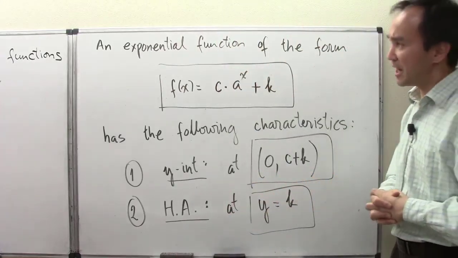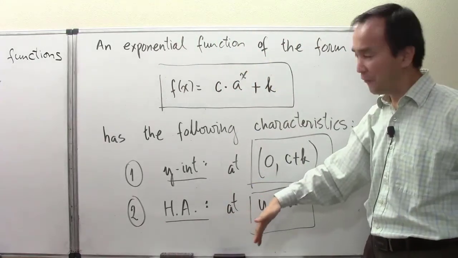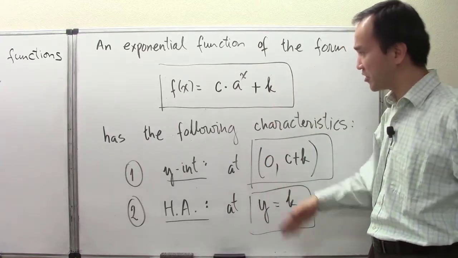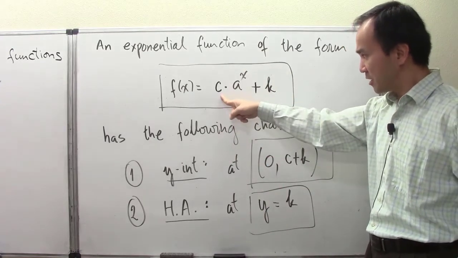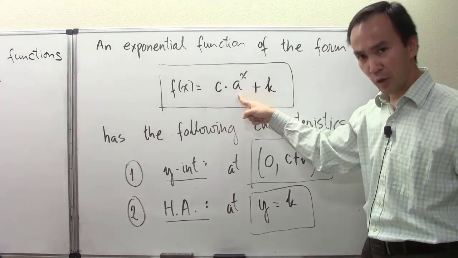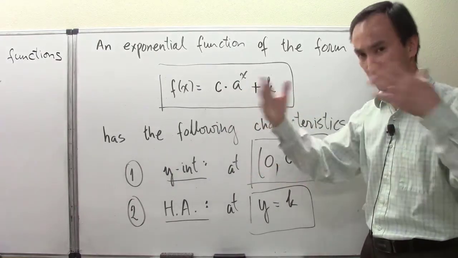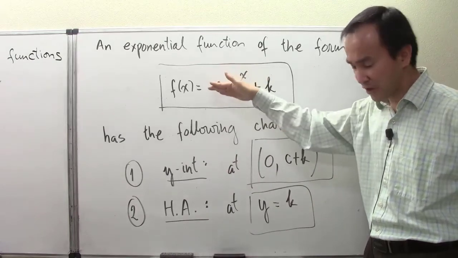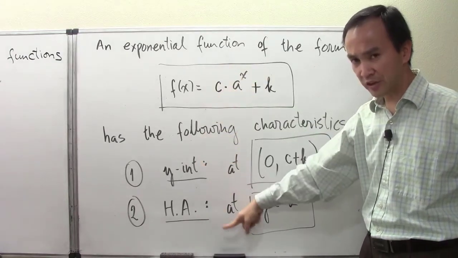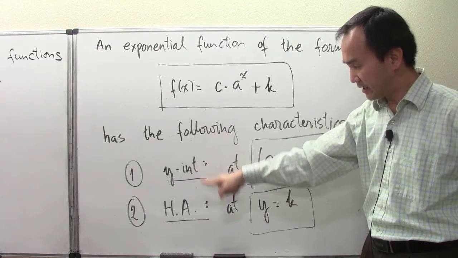All right, so just now I talked about a general form of an exponential function. In this general form, there is some constant coefficient multiplied with an ordinary exponential function, and then plus k. Any one of these exponential functions has two major characteristics: the y-intercept and the horizontal asymptote.